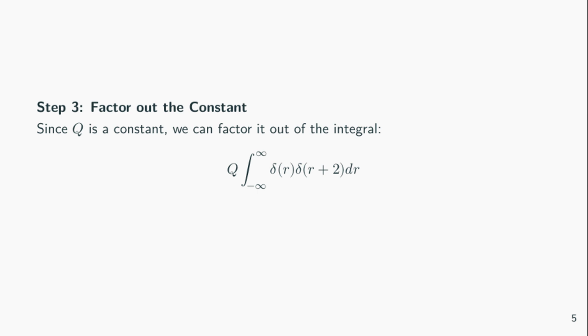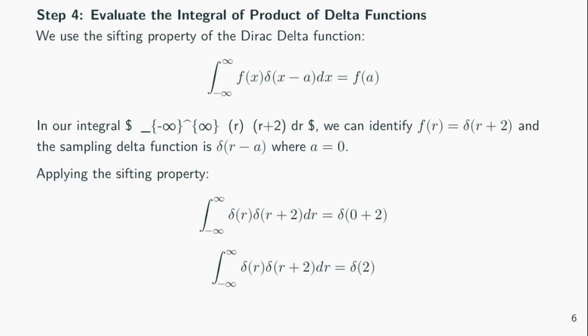And our expression is now capital Q times the integral from -infinity to infinity of delta(r) times delta(r plus 2) dr. Step 4 is where we evaluate the integral that's left. To do this, we're going to use a fundamental property of the Dirac delta function called the shifting property. This property tells us that the integral from -infinity to infinity of some function f(x) times delta(x minus a) dx is equal to the value of the function f evaluated at a, so f(a).